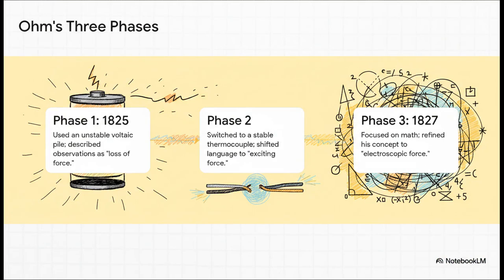You can actually see his work happen in three distinct phases. First, in 1825, he's using this unstable power source called a voltaic pile, and he's describing what he sees as a loss of force in the circuit. But then he gets a better tool, a more stable thermocouple, and suddenly his language shifts. Now he's talking about an exciting force. The improved tool gave him a totally new perspective. And finally, by 1827, he kind of sets the physical experiments aside and just attacks the problem with pure math, refining his idea into what he called electroscopic force, which was his term for what we now call voltage. The tools changed, the language changed, and the idea itself just kept evolving.